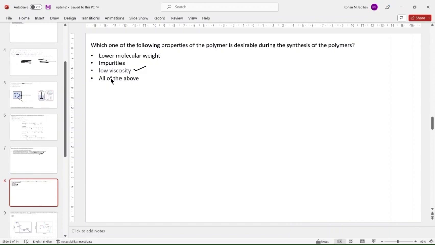Why didn't you choose low molecular weight? Any reason for that? We lose mechanical strength. Good. Yes, you are right. You're exactly right. We lose mechanical strength if we choose this. So the correct answer for this is low viscosity.